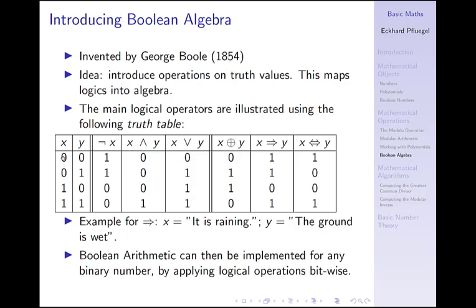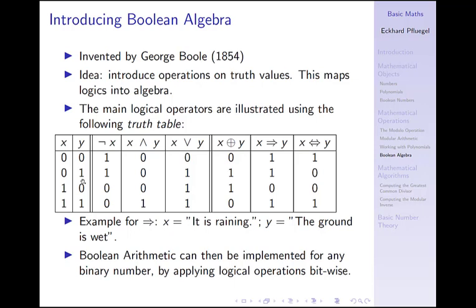If x is false, then not x is true. If x is true, then not x is false. So 0 turns to 1. And then you have the AND operator, x and y. And x and y is only 1 if both variables are true. So true and true is true, anything else is false.